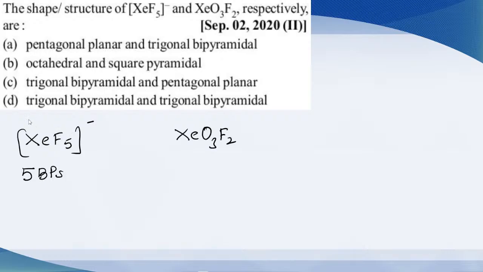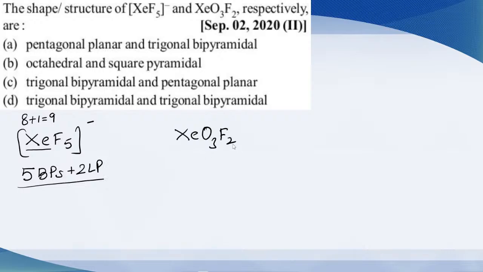So say total 8 valence electrons with xenon, and 1 electron is gained. So total 9 electrons. Due to negative charge, 1 electron is added in the valence electrons. So total valence electrons are 9. Out of 9 valence electrons, how many are used? 5. So 5 electrons are used. How many electrons left unshared? 4. So 2 lone pairs. So 5 bond pairs and 2 lone pairs.